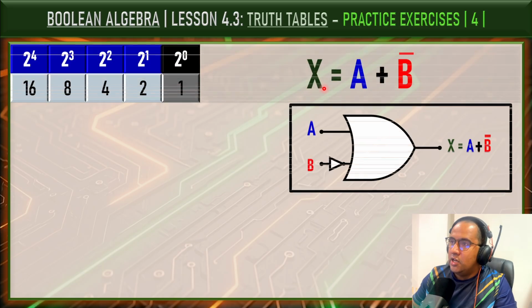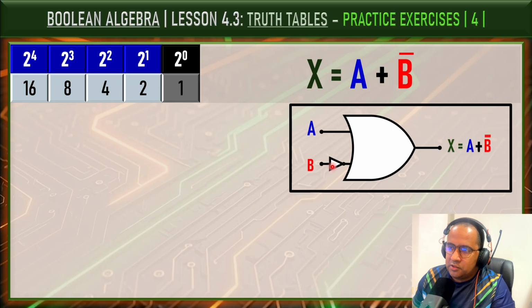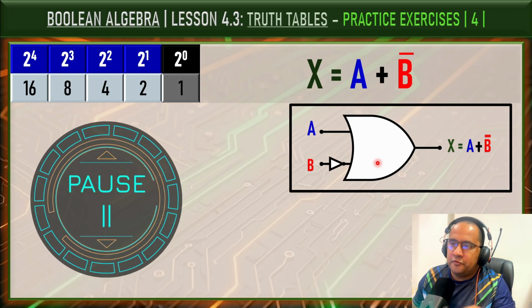This time, we have a logical expression that contains both an OR operation and a complemented variable. As we can see, the function is represented by A plus B complement. And the logic circuit shows that the signal B is first inverted by a NOT gate before entering the OR gate. Pause the video and try to solve this truth table exercise before checking the final result.